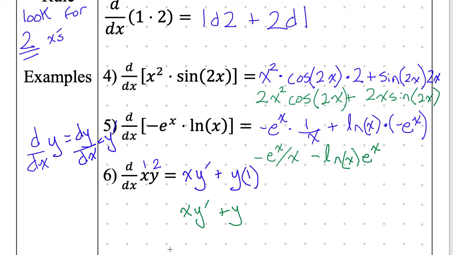Yeah, it's tricky, but there it is. It's 1, which is x, d2, the derivative of y is y prime, plus 2, 2 is y, and then d1 is just 1. Derivative of x is 1. So far, so good? All right, let's open it up to homework then.